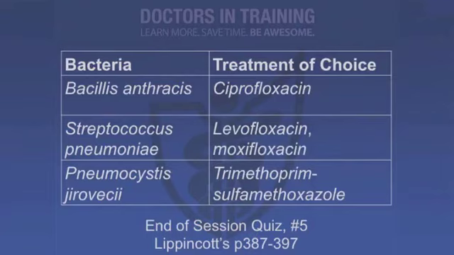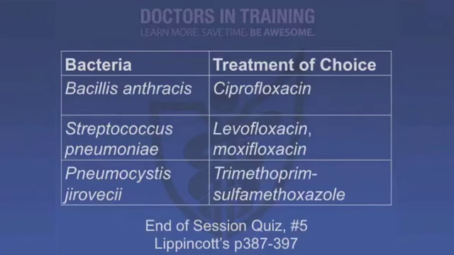Next question. Match the following bugs, bacteria, with the most ideal drug or the alternative. For Bacillus anthracis, we already mentioned a second-generation fluoroquinolone. We typically use ciprofloxacin. The next one, strep pneumoniae, you would use a third or fourth-generation fluoroquinolone such as levofloxacin or moxifloxacin. This is why we don't use ciprofloxacin, a second-generation drug, to treat pneumonia. We use a higher-generation drug. And then Pneumocystis jirovecii, you want to use trimethoprim-sulfamethoxazole for that.